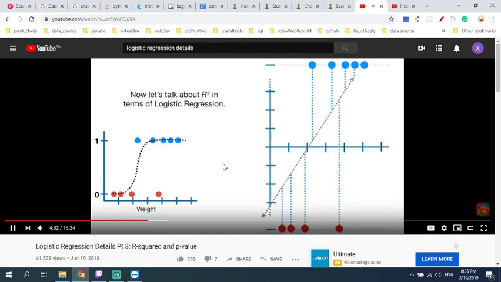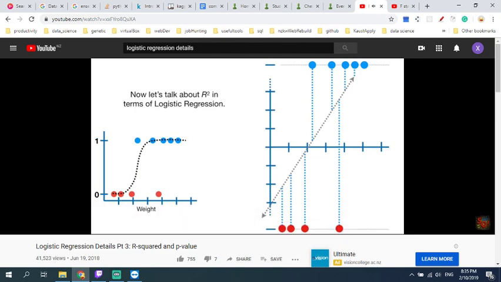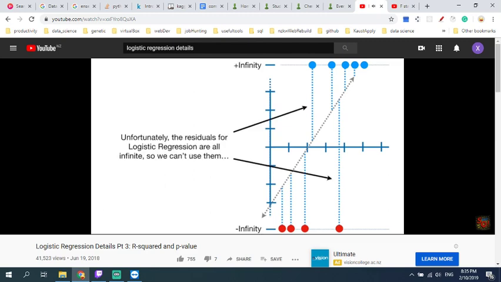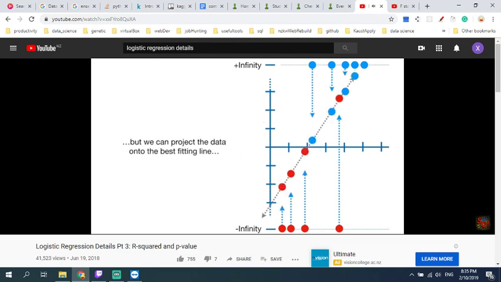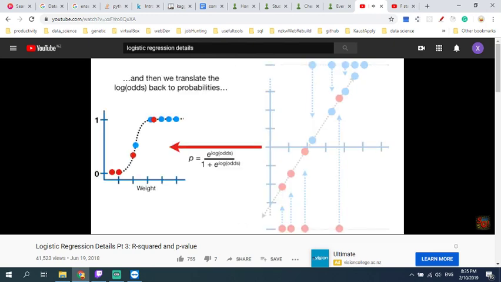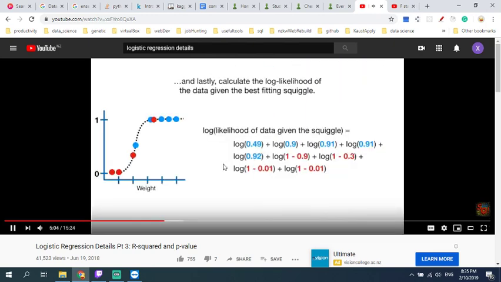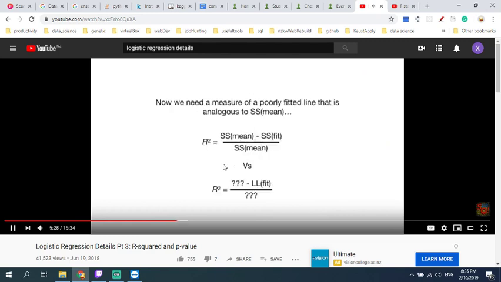Now let's talk about R squared in terms of logistic regression. Like linear regression, we need to find a measure of a good fit to compare to a measure of a bad fit. Unfortunately, the residuals for logistic regression are all infinite, so we can't use them. But we can project the data onto the best fitting line, and then we translate the log odds back to probabilities.